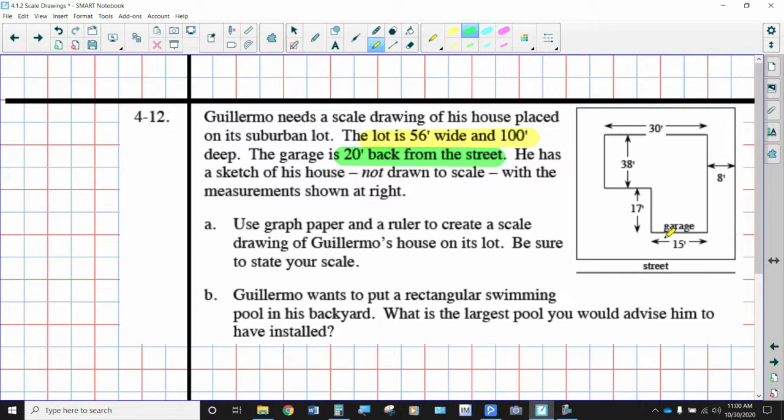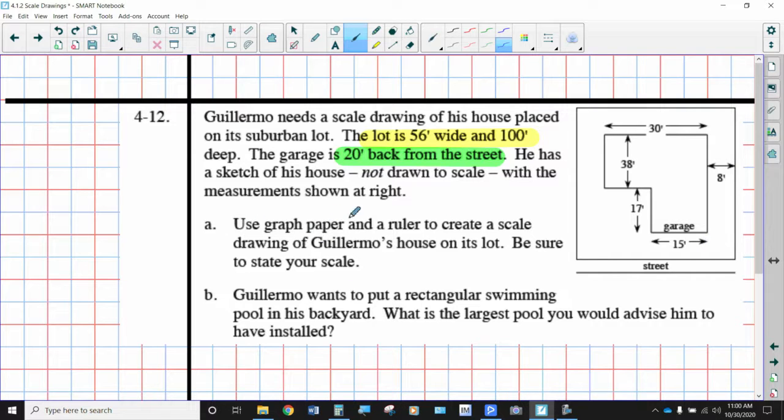Now, this drawing is not to scale. It's just a brief sketch. I know it's not to scale because when I look from here to here, this is telling me the width of this garage is 15 feet. But according to the directions, the distance from the garage to the street would be 20 feet, and that's shorter than this. So we know we've got to fix this if we're going to make this proportional.